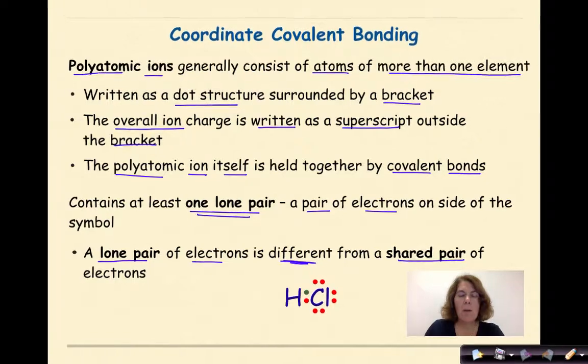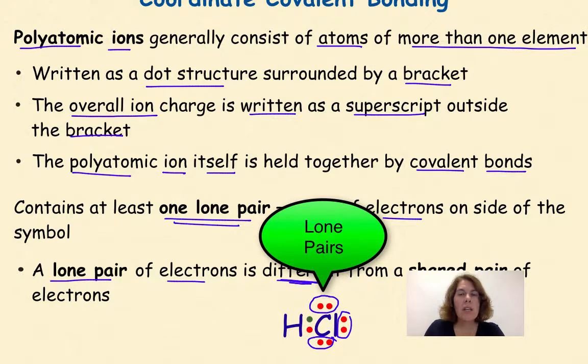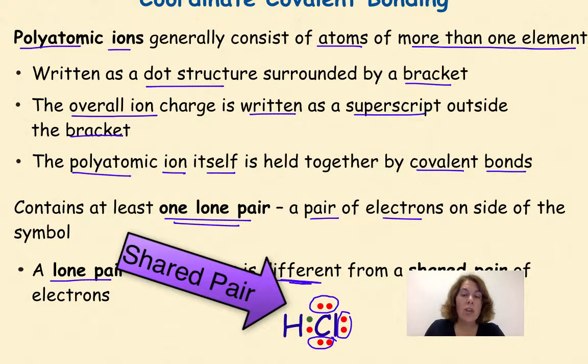So let's point this out. Here we have HCl. HCl has 3 lone pairs. Lone pair right here, and right here. All of these are referred to as lone pairs because they're pairs of electrons that belong to this chlorine atom that are alone. In contrast to a shared pair of electrons, where an electron is being shared between the hydrogen atom and an electron from chlorine.